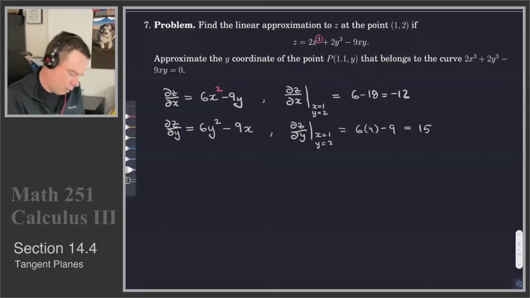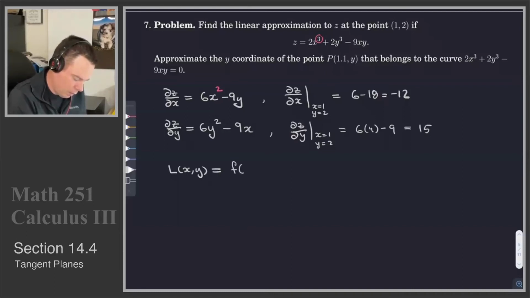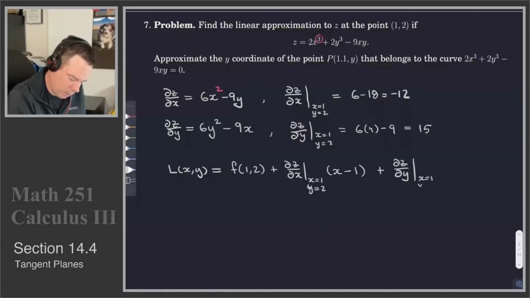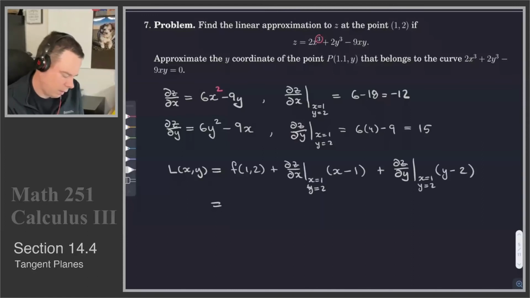And so now we can write down our linear approximation, or our linearization. So this is L of xy is equal to the function value at 1, 2 plus the derivative at the point in question times x minus the x coordinate of the point we're at, plus the derivative in the y direction times y minus the y coordinate of the point we're at. And so we can just put all of this stuff together. What's f at 1, 2?